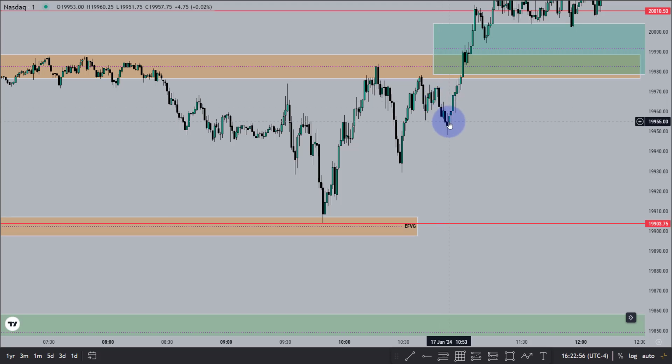Still, this is not a displacement, but even if that is a displacement, this is the fair value gap. How many candles has the market taken to reach over there? One, 2, 3, 4. It has taken 4 candles to reach over there. It's not called an immediate reaction.